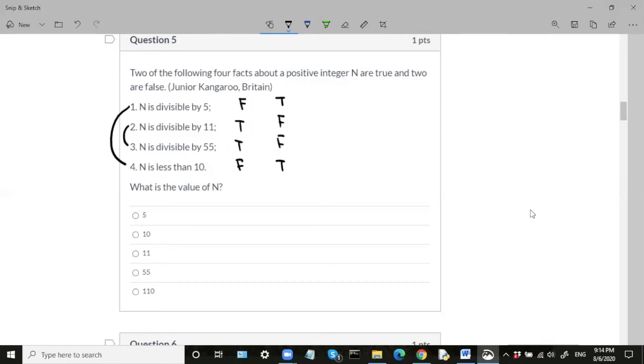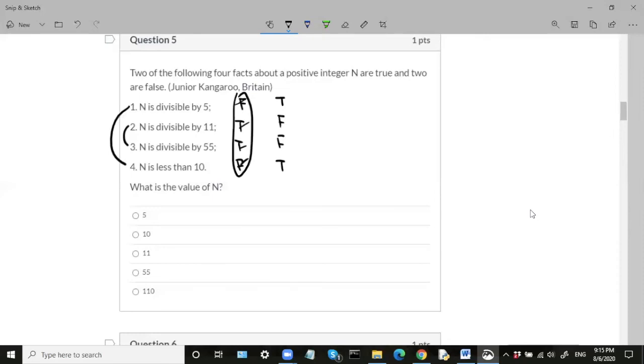Okay, so let's look at this possibility. n is divisible by 5 is false, and n is less than 10 is true. It's false too. But n is divisible by 11 is true. n is divisible by 5 is true. So that could not be possible, because if n is divisible by 55, it is also divisible by 5. So that is not right. Okay, so this one doesn't work.